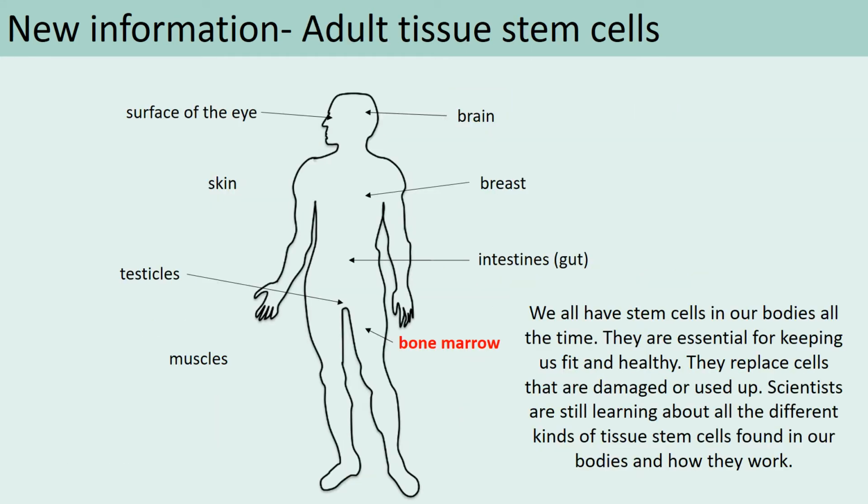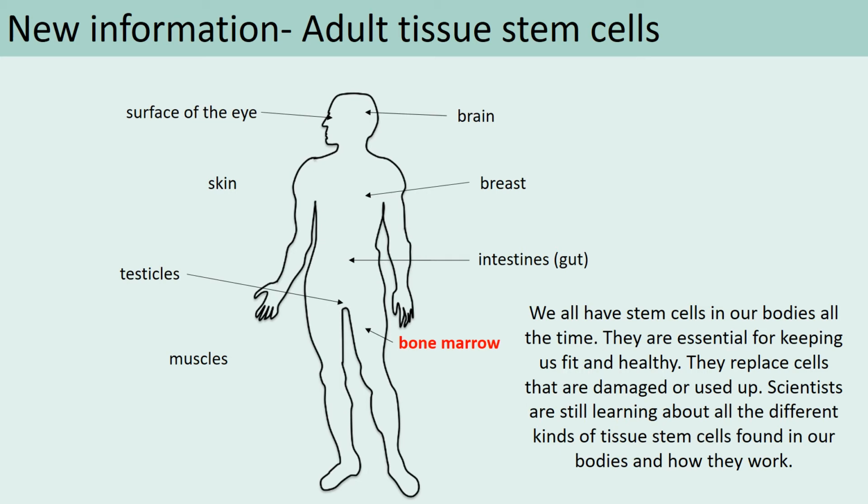Now, all of us, as soon as we're born, have stem cells in our body all of the time. And they're really important because they are making the cells that can't make themselves. They replace cells that are damaged or used up. And we're still learning a lot about our different stem cells. There are lots of different places you can find them. The one highlighted in red is the most important and will be the one that is referred to the most in the exams, bone marrow.